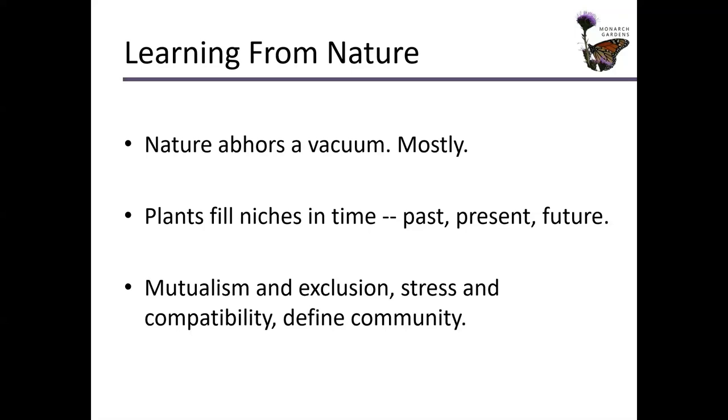So we have mutualism and exclusion, stress and compatibility, and these things define the success or not of a design plant community within a garden. So mutualism, we can basically think of that as plants working together, even though they're not necessarily cognizant of the fact that they're working together, but we can use natural plant tendencies so that it does appear that they're working together and creating this idea of stability and resilience in the landscape. And there's also exclusion. There are plants like aggressive species, which will make it very difficult for other more behaved species to establish. And sometimes that can actually be a good thing that we can use, especially on larger landscapes or stressed landscapes.